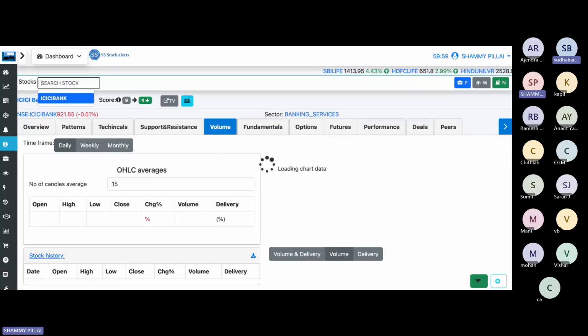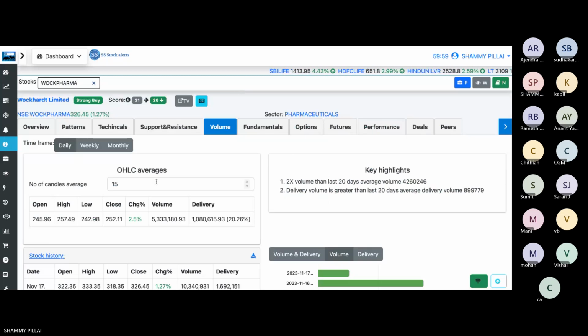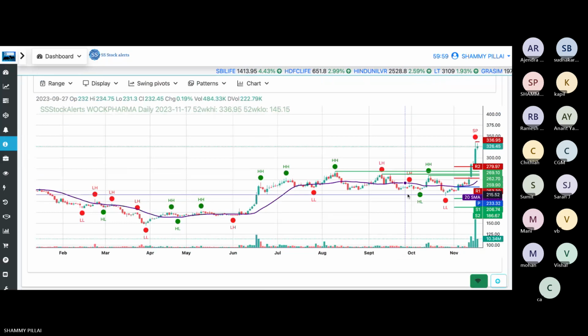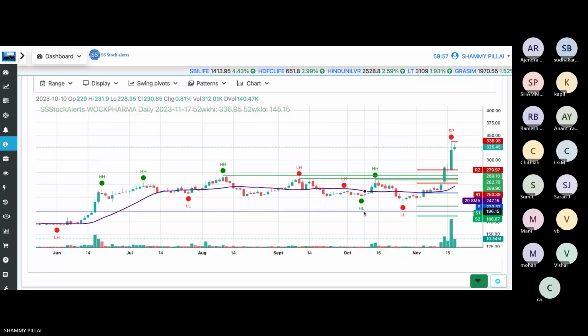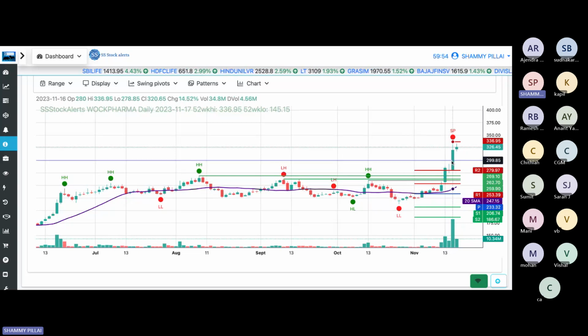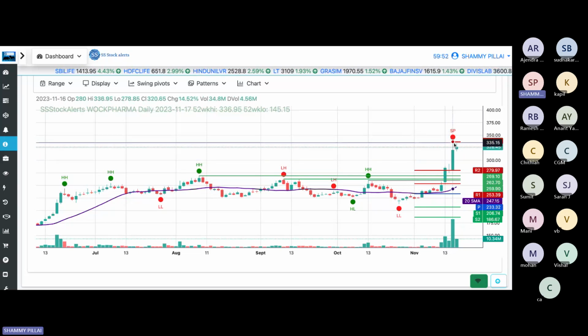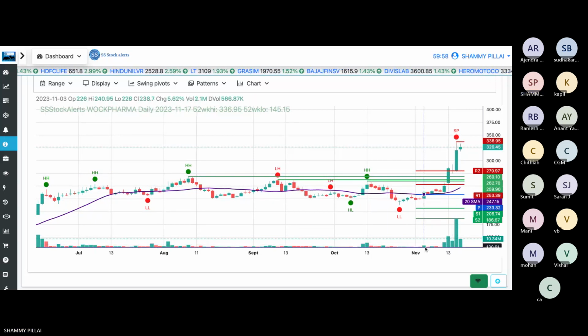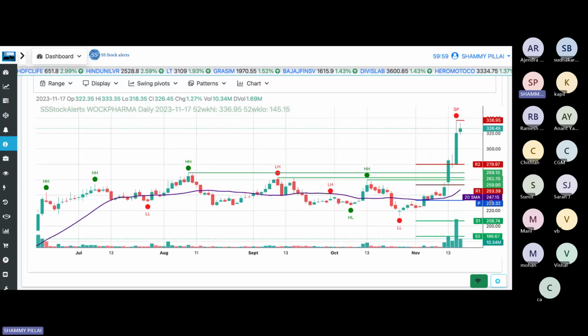One stock which I traded was Walk Pharma. Look at this, subdued volumes. It was there in our stock alerts. Here also alerted, here also alerted, here also alerted. Right now it is making a double top, so no trades. Let it cross. But look at the muted volumes. Same pivot, 233.